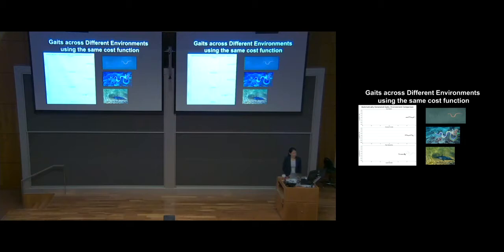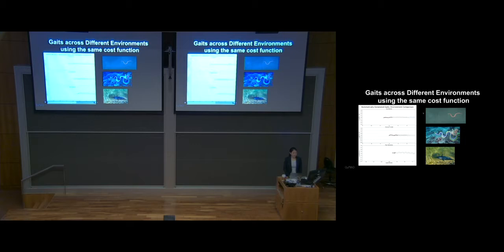I generated gates across different environments, but using the same cost function in MPC and the same parameters, same cost functions in ILQR. I tried 3 different environments. The first is the Coulomb friction, and the second is the anisotropic viscous friction. The third is the fluid dynamics. We can create efficient gates across all these 3 environments using the same cost functions.